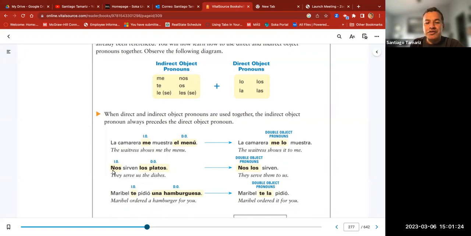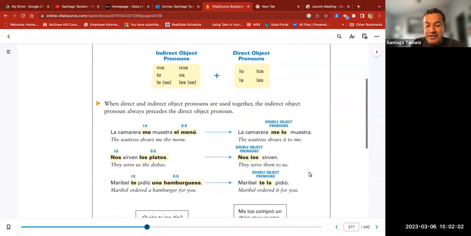Nos is already written as an indirect object pronoun. Now, we have los platos, which is the direct object. What is the direct object pronoun for los platos? Masculine plural is los. So the last version would be nos los sirven. They serve them to us. We can add at the beginning ellos nos los sirven, o ellas nos los sirven, o ustedes nos los sirven. We don't know who the subject is. That's the way it is written for the example. That's also allowed. Bien. Let's take a look at the next example.